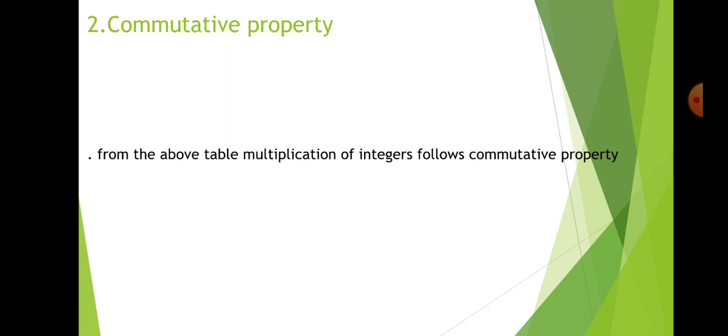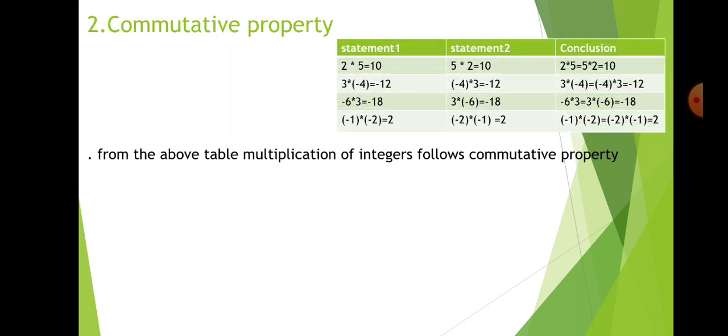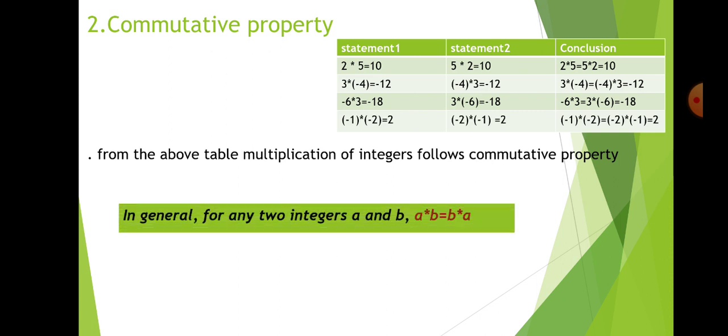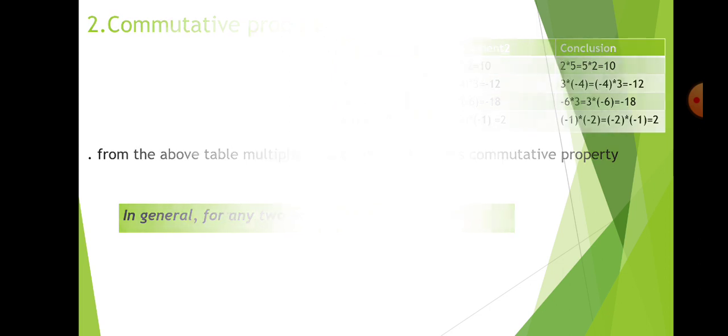Second one, commutative property. Here take 2 and 5 as the integers, multiply these two, we are getting the product 10. 2 5s are 10. Changing their places, 5 2s are also 10. Similarly, the remaining three examples also give the same. So here we find that multiplication of integers follows the commutative property, meaning a into b is equal to b into a.